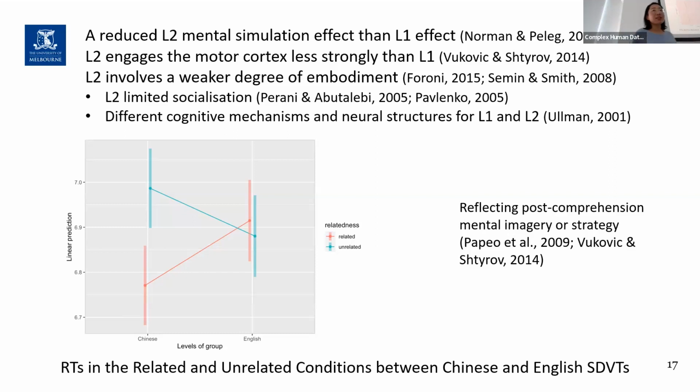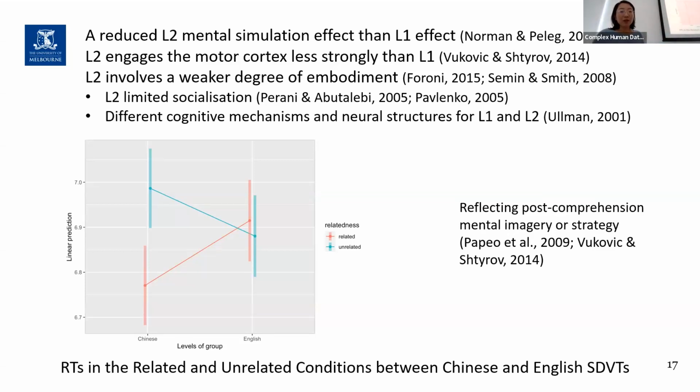We can also relate to some L2 literature by researchers like Michael Ullman, who makes an argument, not everyone agrees on this, that there could be fundamentally different cognitive mechanisms and completely separate neural structures for L1 and L2. Therefore the two language learning processes are just fundamentally different. The brain areas, the neural structures, and the cognitive mechanisms deployed for the two language learning experiences are also fundamentally different. So these could be the reasons why we're observing a reduced L2 mental simulation effect compared to L1.